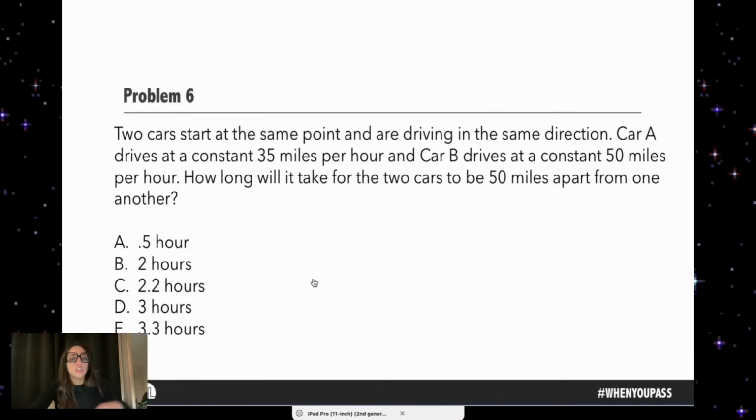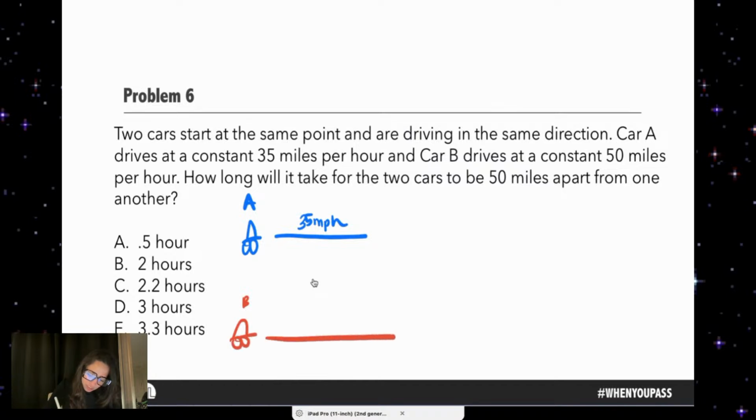All right. So this time I want two colorful cars. Car A is traveling at 35 miles per hour, and car B, gator colors, is traveling at a constant 50 miles per hour. How long will it take for the two cars to be 50 miles apart from one another? All right, so we can approach this two ways.